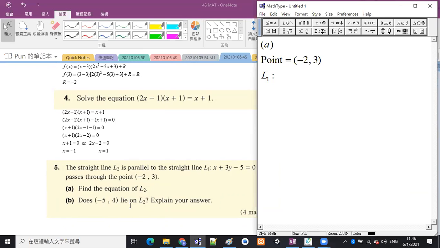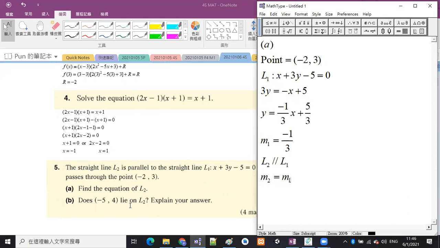For L1, we have x plus 3y minus 5 equals 0. How to find the slope from this equation? We make y to be the subject, okay, negative x plus 5, and then y is equal to -1/3 x plus 5/3, and then the coefficient of x will be the slope of the straight line. So m1 is equal to -1/3. But we know that L2 is parallel to L1, which means that m2 should be equal to m1, and they are both equal to -1/3. Okay, so now we have slope is equal to -1/3.